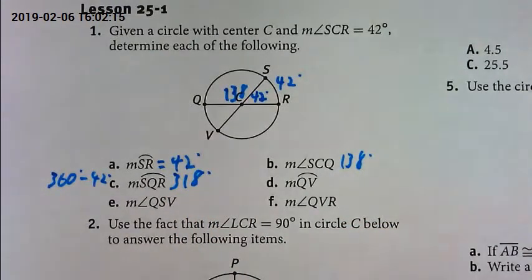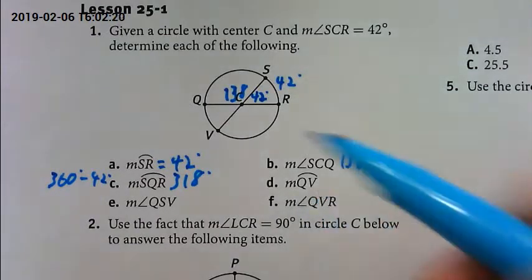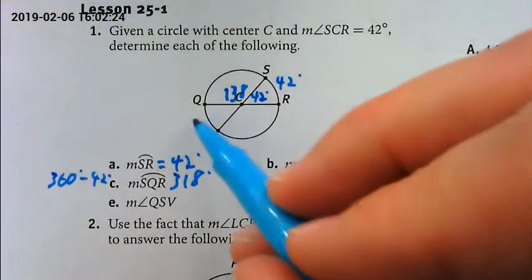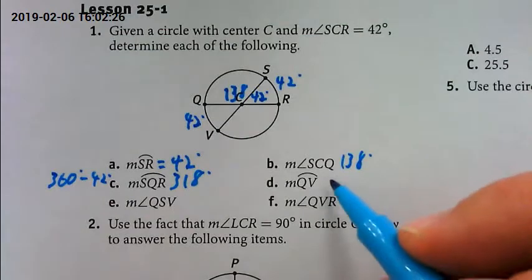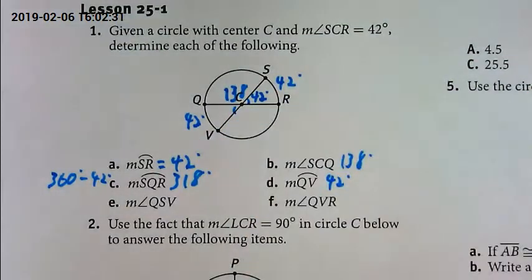All right. Now, for D, they look at the measure of arc QV. So here's QV. It should be the same as the other side, so that should be 42. Again, you had vertical angles. These two are congruent, so then the arcs are congruent.